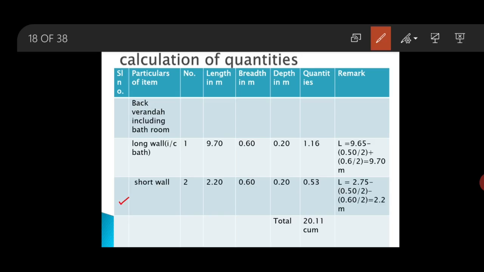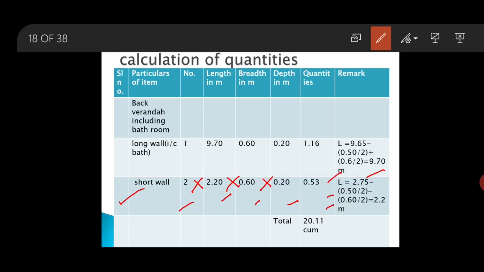This one is the short wall, number is 2, center to center length is 2.75, from that subtract 0.5 by 2 and subtract 0.6 by 2. So length is 2.2, width is 0.6, thickness is 0.2. Then by multiplying these 4, we will get the quantity as 0.53 cubic meter.